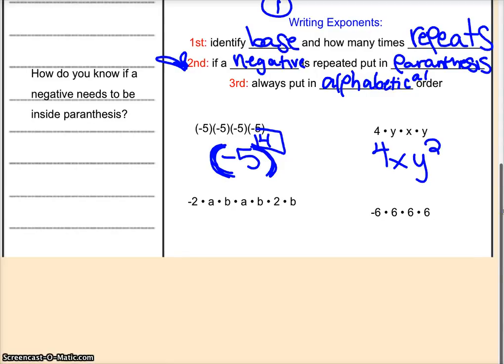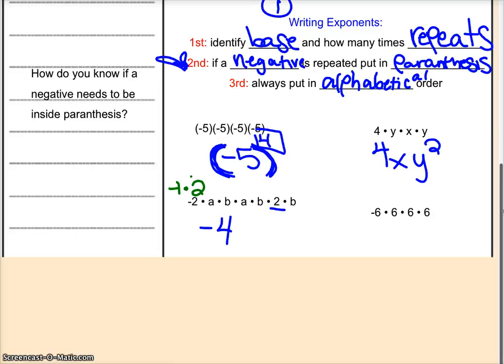-2ab, ab, 2b. When you have more than one coefficient, which is just the number, you multiply them. So negative 2 times 2 is what? Negative 4, not in parentheses. The negative is just kind of outside. Do you see how they're not together? This is negative 2, this is a positive 2. So this is really how you can think of it, negative 1 times 2. Okay? That's how you can think of it.